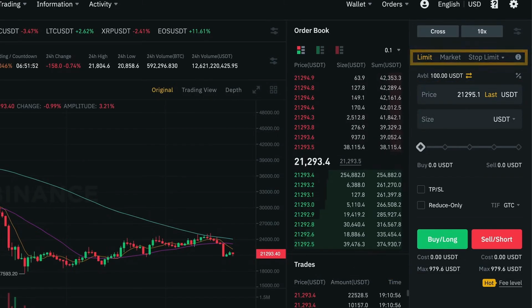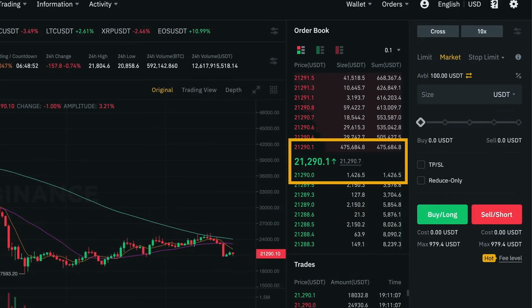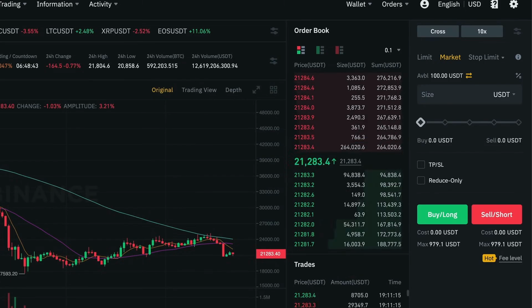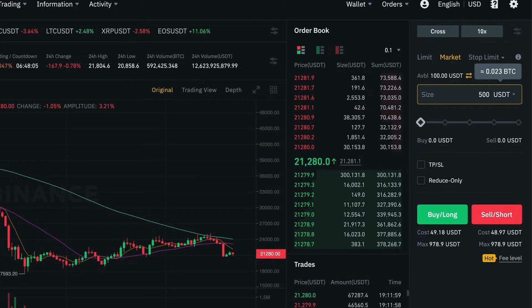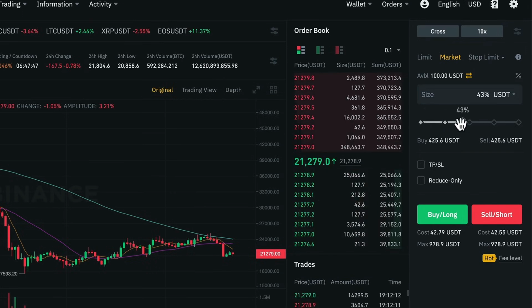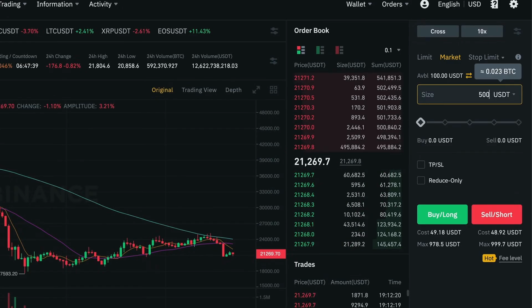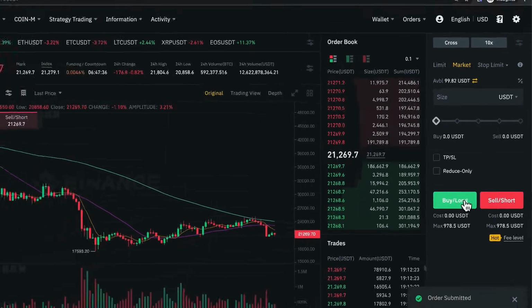Then we're going to choose our order type. For this example, I'm going to use a market order, which means that our order will be fulfilled immediately at the currently best available price. Then I'm going to make sure this is set to USDT so I can enter the exact dollar amount that I'd like to invest in this Bitcoin future. Or we can also just use the slider here to select a percentage of our margin balance to invest. So I'm going to invest $500, which is around 50% of my margin balance with a 10x leverage. And then let's say I believe the Bitcoin price will increase, so I'm going to click on buy/long.